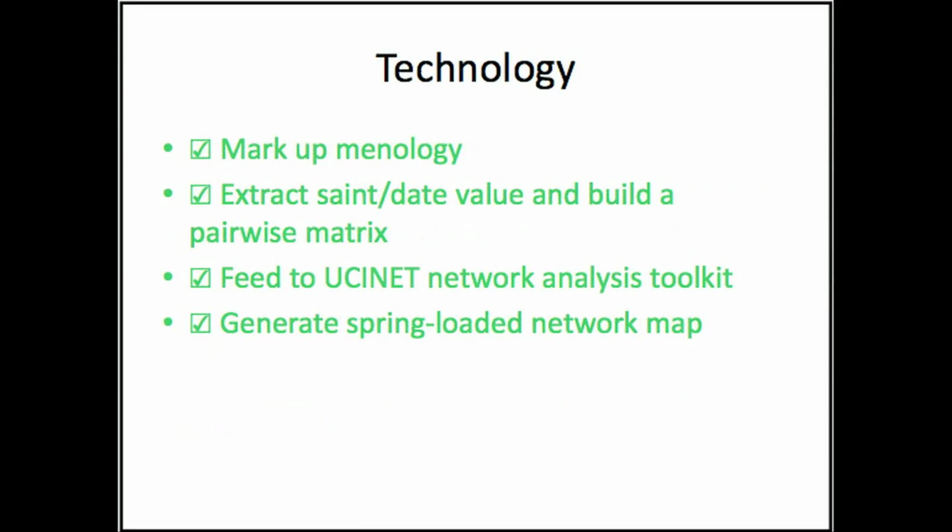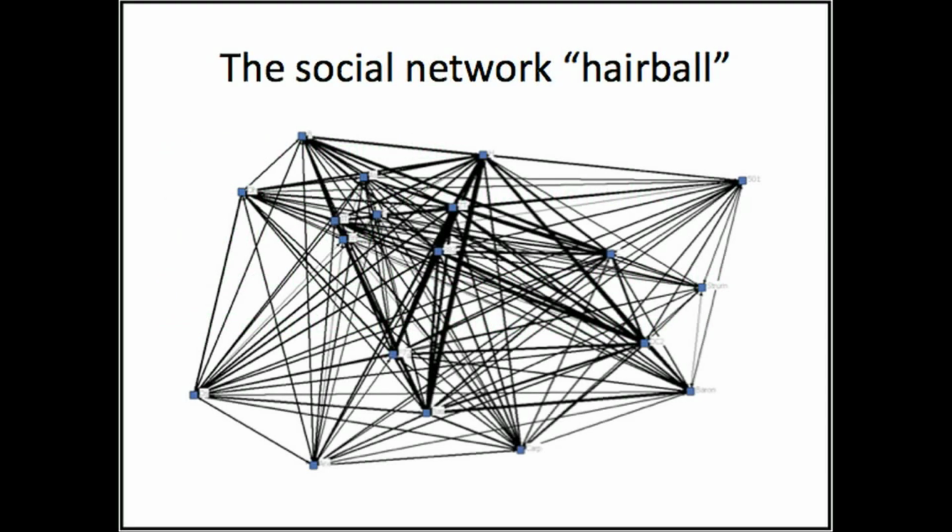We mark up the monology, we extract the values, we feed it to a network analysis program, we generated a network map, and here's what it looked like. Everything is clear, right? The graphic visualization has gotten the text out of the way, and now you can see that everything is related to everything else. How do we get rid of this?